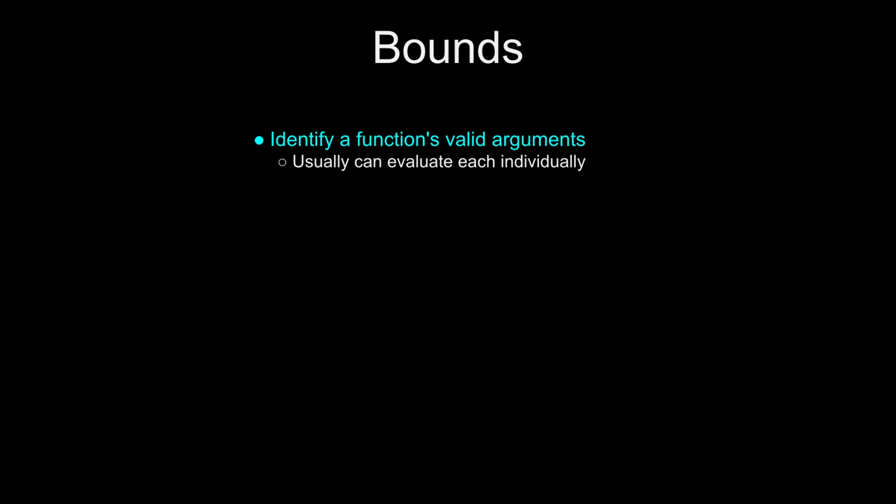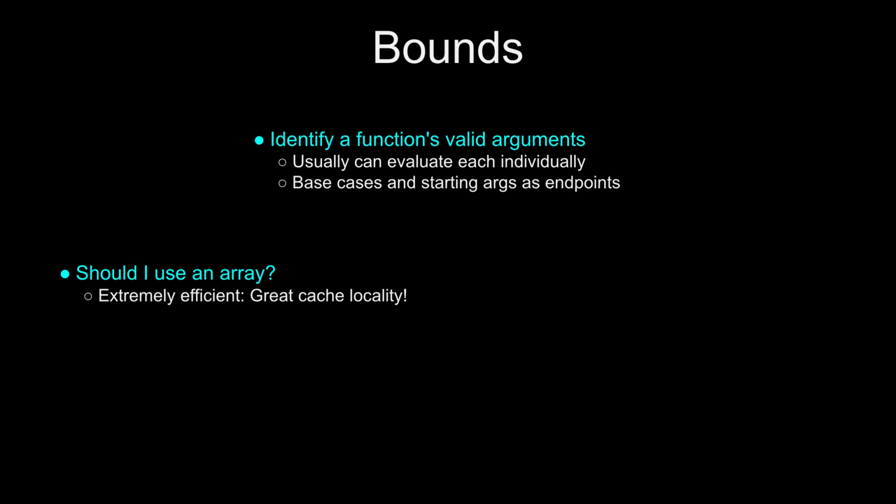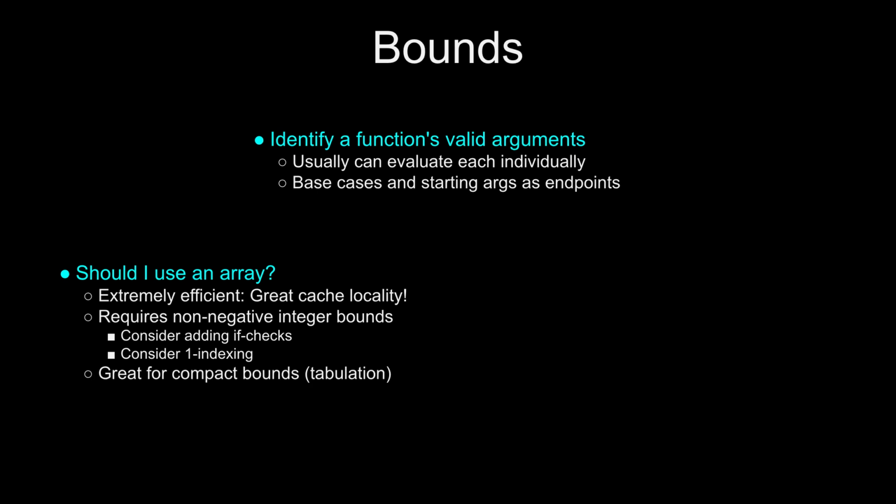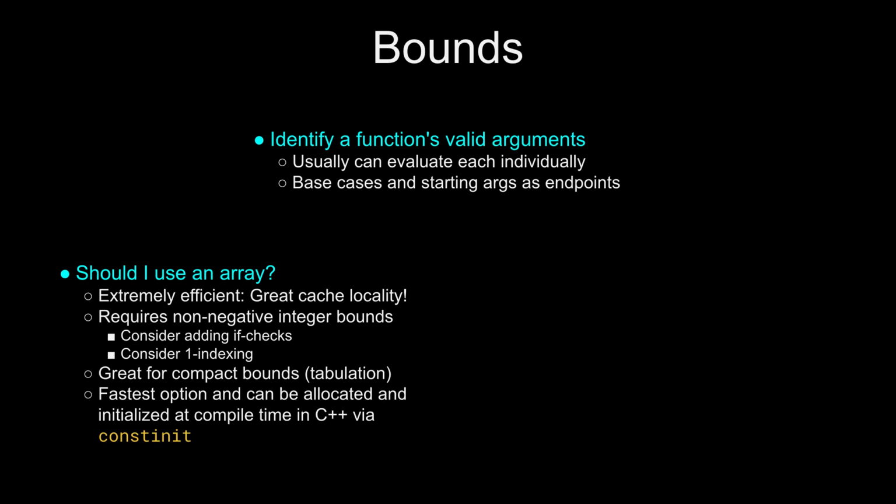Let's review. To create the space to store our terms, we need to identify a function's valid arguments. Usually, we can evaluate each individually, and we can use base cases and starting arguments as endpoints. To store values, you should always try to use arrays, because it's extremely efficient with the fastest lookup and great cache locality. However, arrays require non-negative integer bounds to index, so consider adding an if check or one indexing to get your recurrence relation to satisfy this. It's great for compact bounds, which we use in tabulation, and in C++ we can even allocate and initialize it at runtime, tricking LeetCode into thinking that we are more time and space efficient than we actually are.